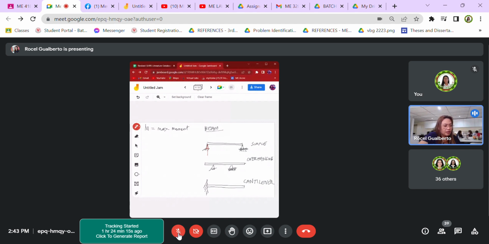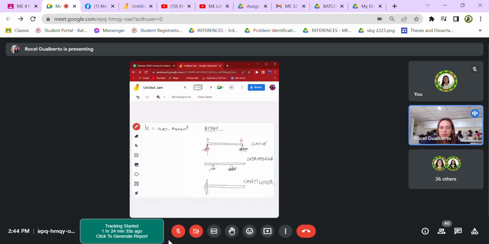Okay? So, we have here po. If you have there the supports, it has its corresponding reactions. Okay? So, halimbawa po, we label this as our point A and this is point B. These are the locations of your supports.